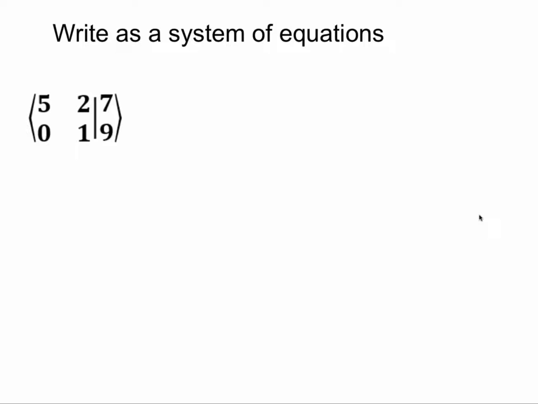Now let's go the other direction. What if I want to write this matrix as a system of equations? You see this notation is a little bit different, but you're going to see this. This bar is your implied equals. So if this is my x row, and this is my y row, and there's my equals, this would become 5x plus 2y equals 7, and 0x plus y equals 9.